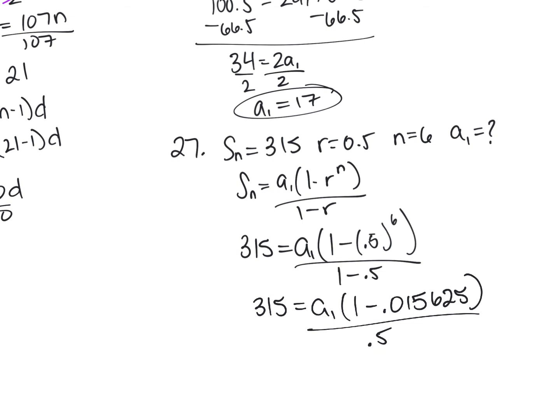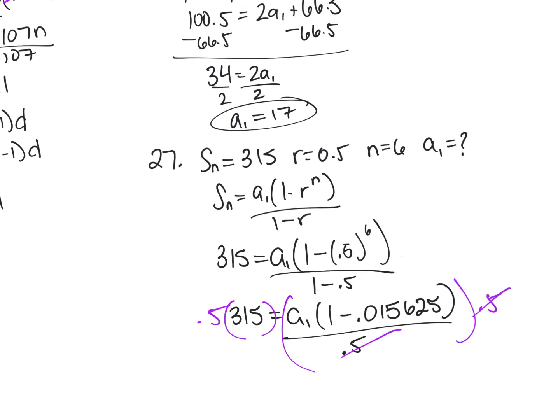Now I'm going to multiply both sides by the 0.5 to get rid of the denominator. Remember that cancels and does not distribute. It just cancels. So 315 times 0.5 is 157.5 equals a_1 times 1 minus 0.015625.